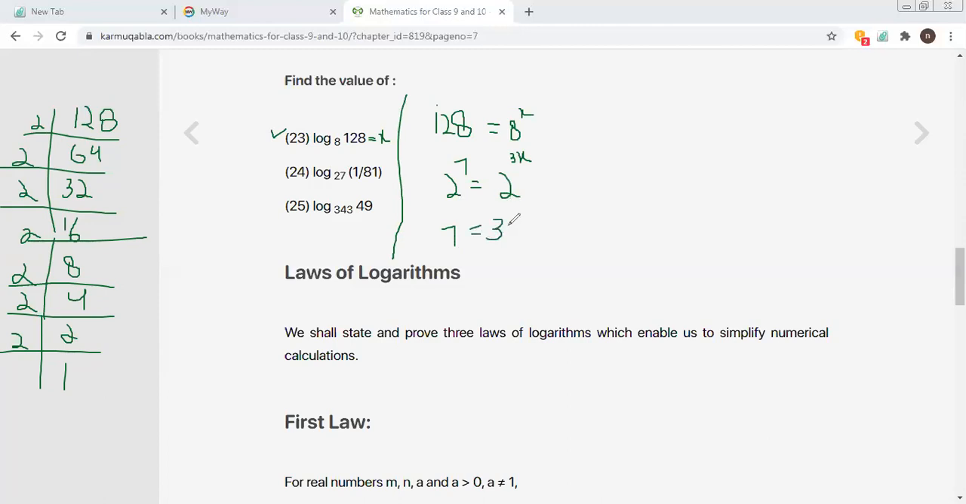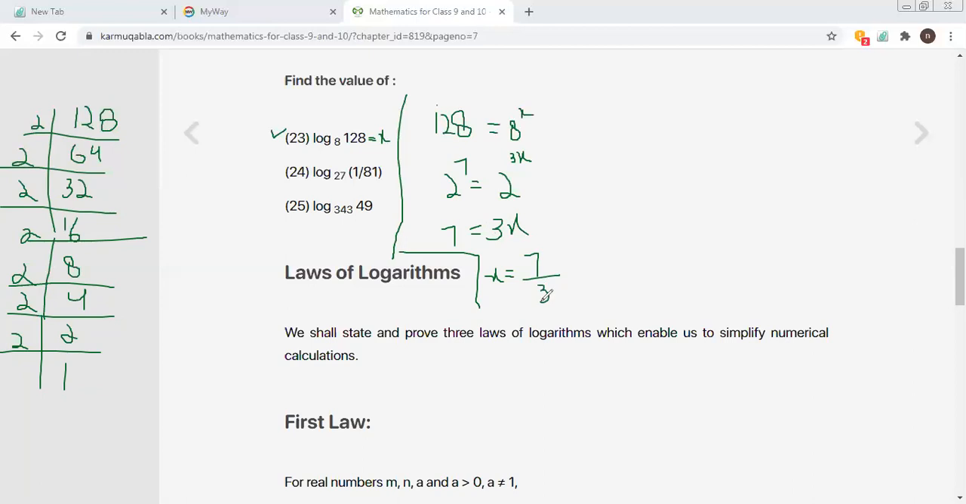The final answer will be, what will the final answer be, class? Students, tell me the final answer. Not 7 minus 3. No, dear, 3x is being multiplied here, so 3 is multiplied, which means it will be divided. That is the answer to our question.